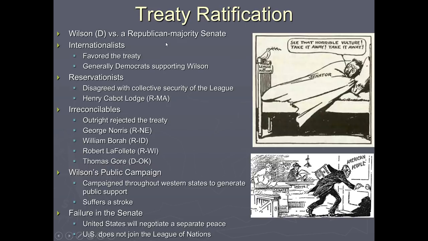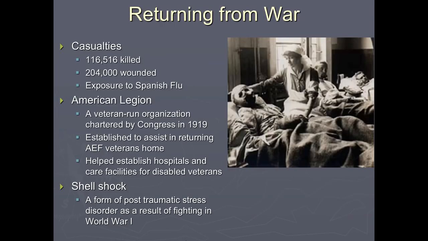Remember, the treaty was rejected mainly because of a group led by Henry Cabot Lodge and the Reservationists, and the Irreconcilables, who outright rejected the treaty altogether. And it failed in the Senate. And so the United States didn't join the League of Nations. The League of Nations lasted for a short while and then died. But you see it resurrect itself through the United Nations.